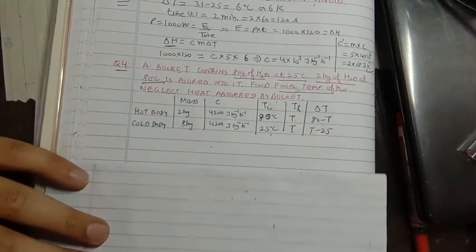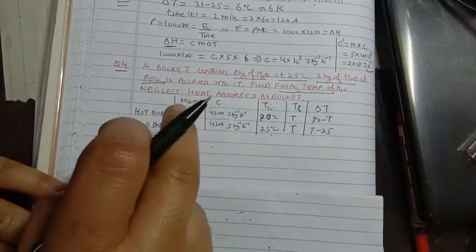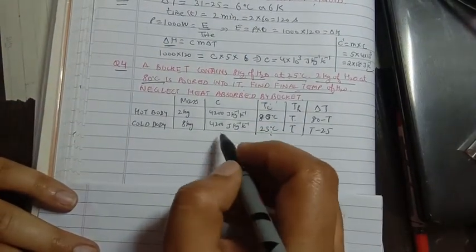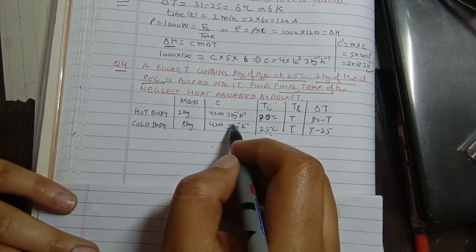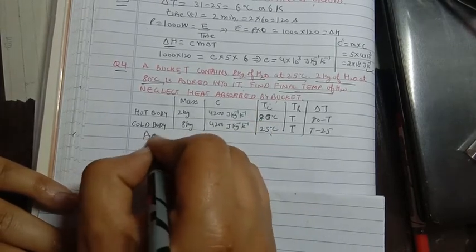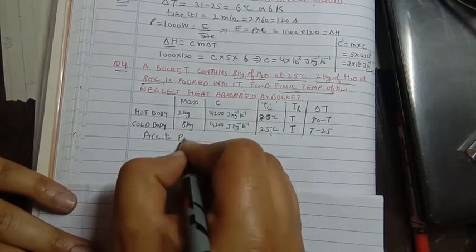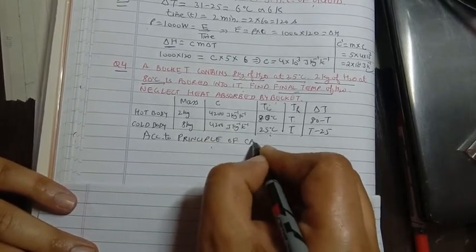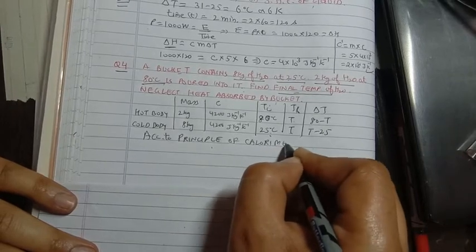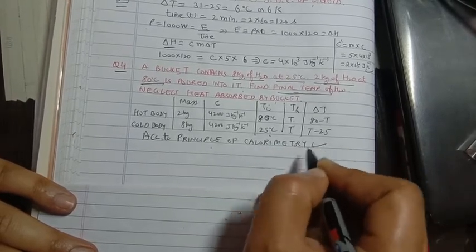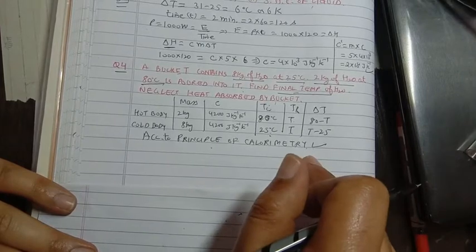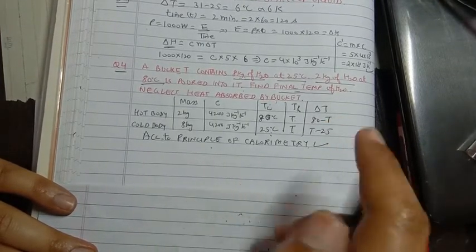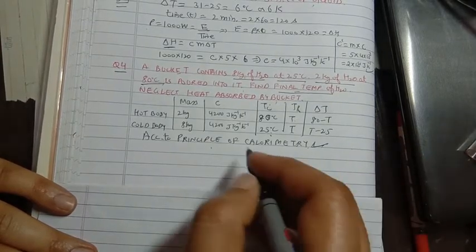Now here is the important thing while solving questions based upon the calorimetry principle. You are to write down, according to the principle of calorimetry. Some students do not write it down, they simply use the equation and start solving. You will lose 1 mark for not writing this statement.